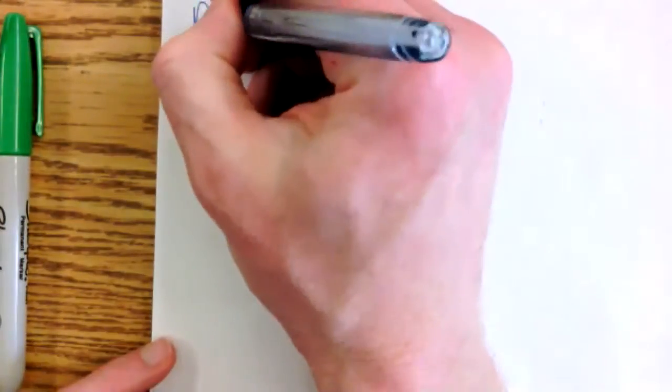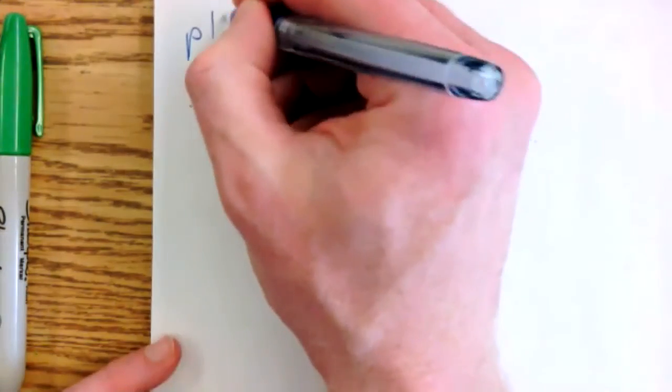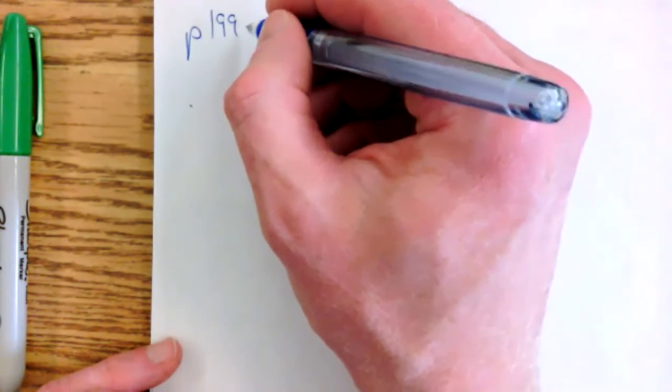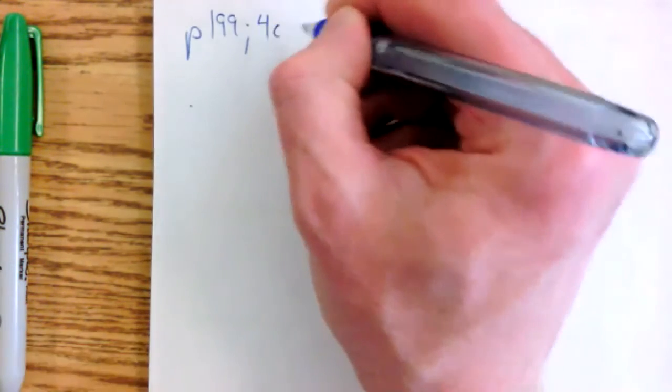Okay, Kate, 199, 4C, and 5E. Let me just write this down. I'm going to use a pen too because nobody else has to see this page. 199, 4C, 5E.